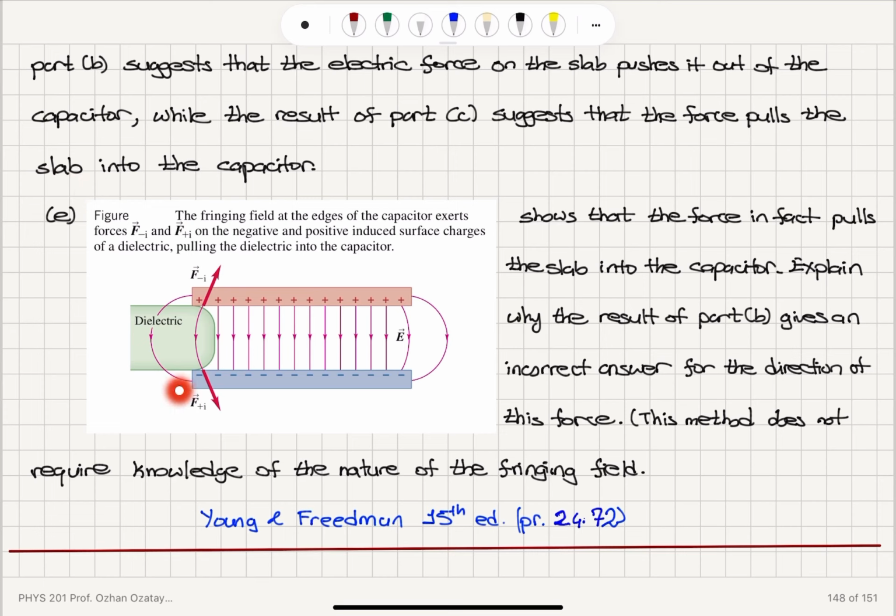So here this figure shows what is happening as we insert the dielectric. Because of the new charges that are being induced on the dielectric, it's actually pulled in. So this figure shows that the force in fact pulls the slab into the capacitor. Now explain why the result of part B gives an incorrect answer for the direction of this force. This method does not require knowledge of the nature of the fringing field.